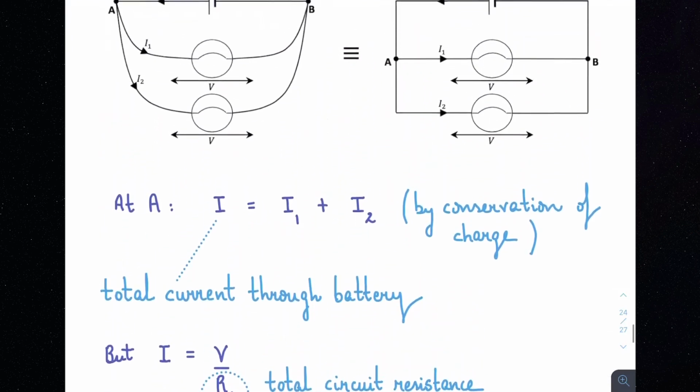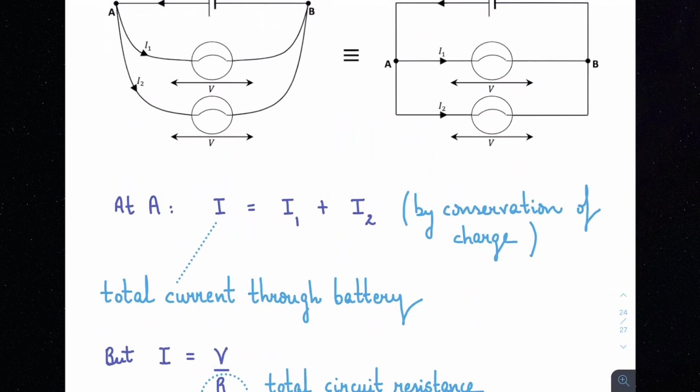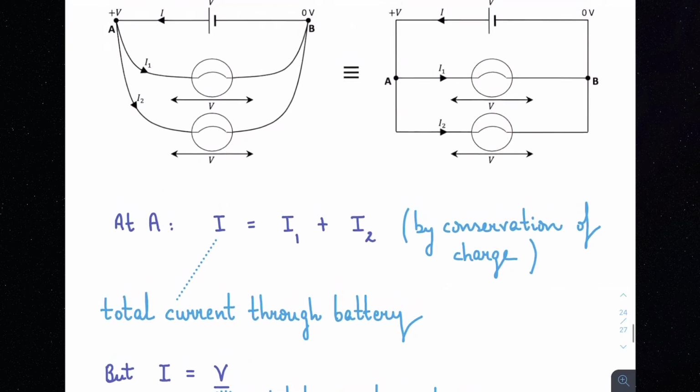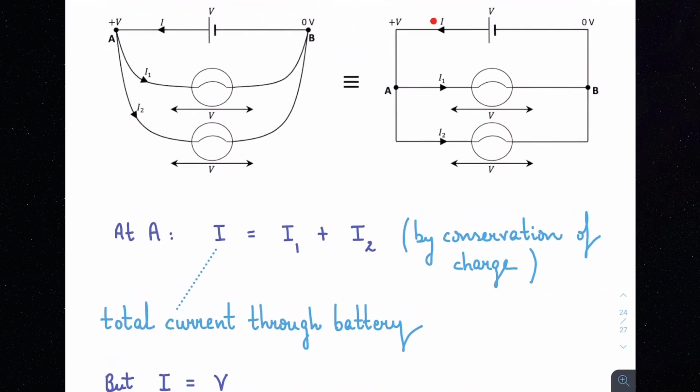Okay, so here we have R1 and R2, which are denoting resistance of bulb 1 and bulb 2. So we're saying that I1 is V divided by R1, I2 is V divided by R2. The battery current I is the same voltage V divided by the total resistance in the circuit.